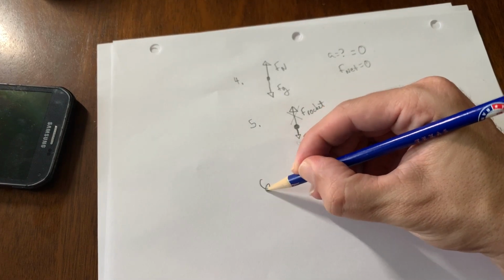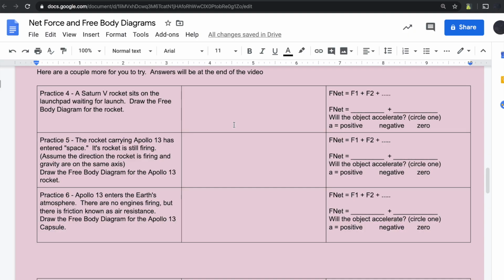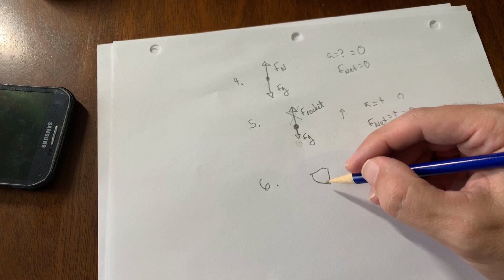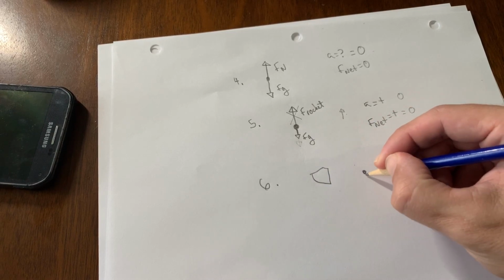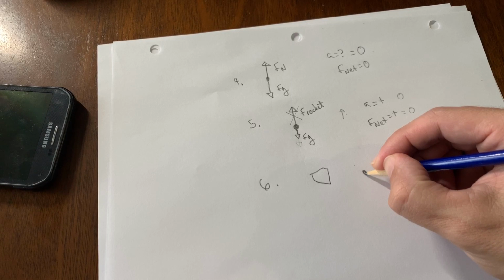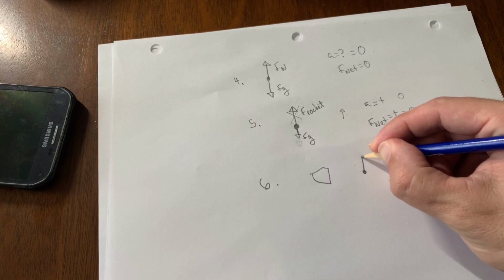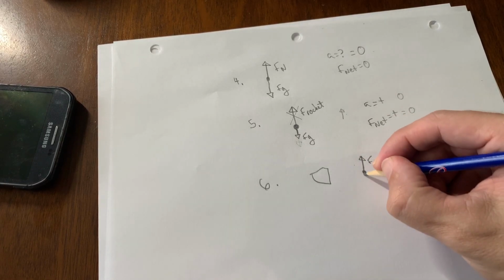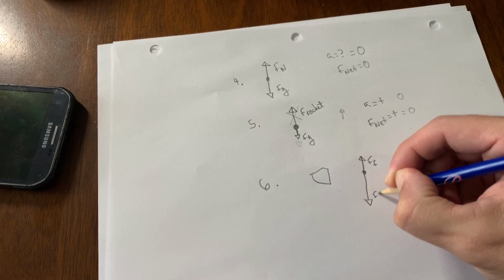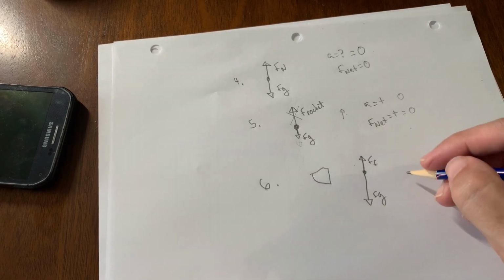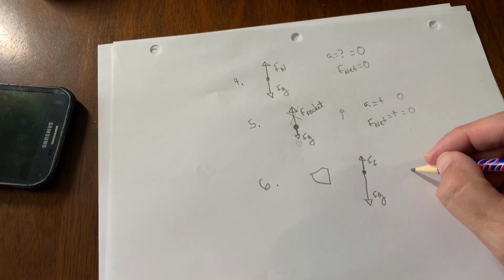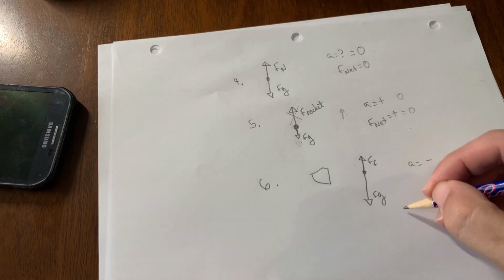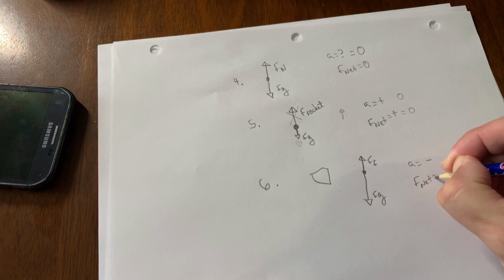Okay. Number 6, Apollo 13 enters the Earth's atmosphere. There are no engines, so we've got the capsule. It's entering the Earth's atmosphere, and we're going to draw the free body diagram. There's no engines, but there is friction, so it's coming down into the atmosphere. So we have the force of friction, and we have the force of gravity. Why do we know the force of gravity is bigger than the force of friction? Because the object is falling. Okay? So the acceleration is negative because it's in a negative direction, and the net force is negative.